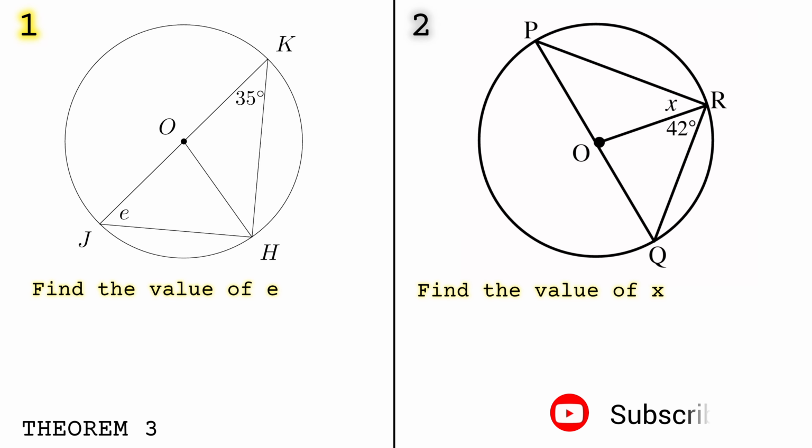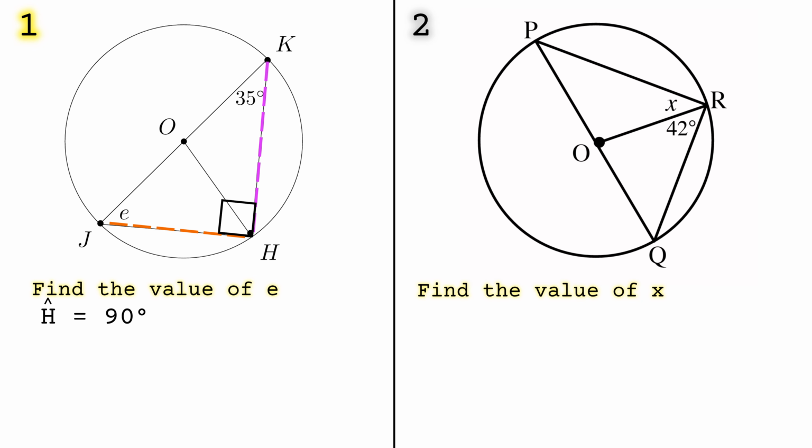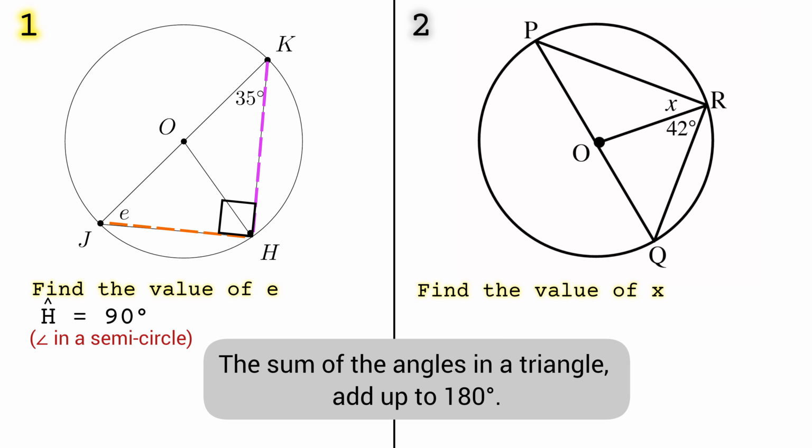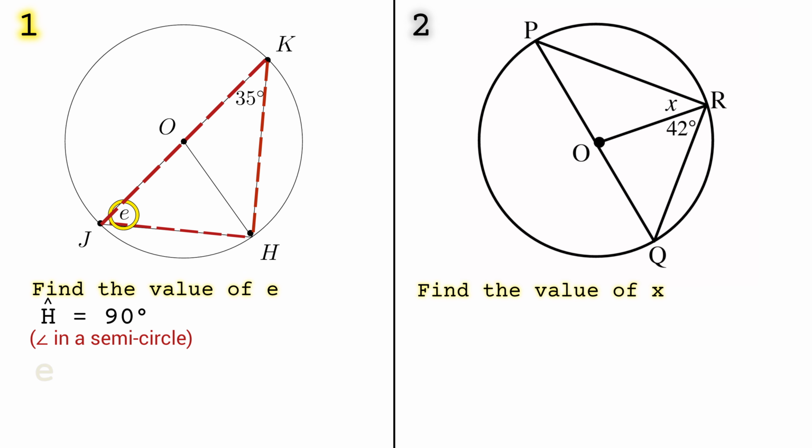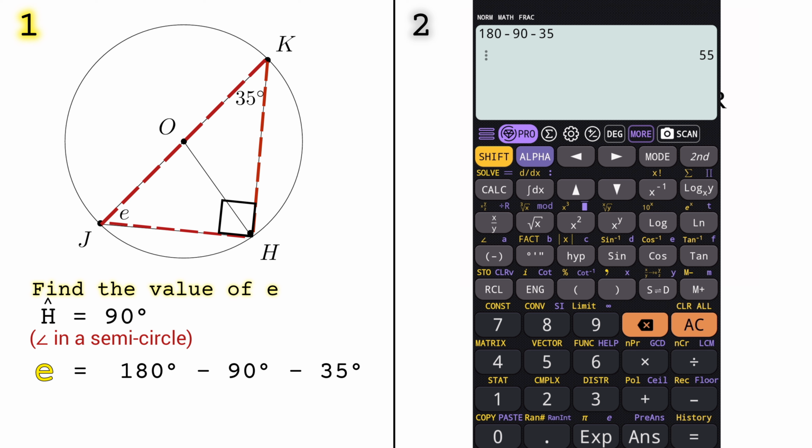When we take a look at the first example, angle H is formed by two chords that are drawn from the two ends of a diameter and meet at one point on the circumference of the circle. Therefore, it is a 90 degrees angle and it is an angle in a semicircle. The sum of the angles in a triangle add up to 180 degrees. So to find the value of E, we minus 90 degrees and 35 degrees from 180 degrees, which will give us 55 degrees. So the value of E is 55 degrees.